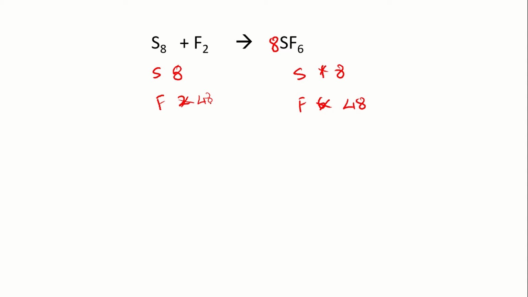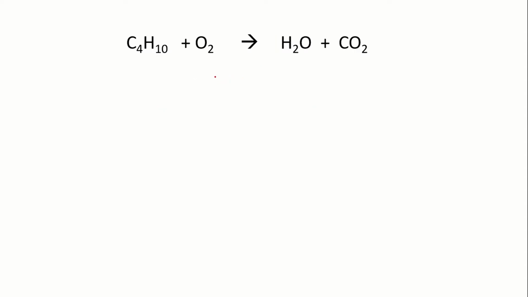If I want to have 48 fluorine atoms, then I need to add the suitable coefficient, which is 24. 24 multiplied by 2, you get 48. Now all the different types of elements and their numbers are matched. This equation is balanced now.